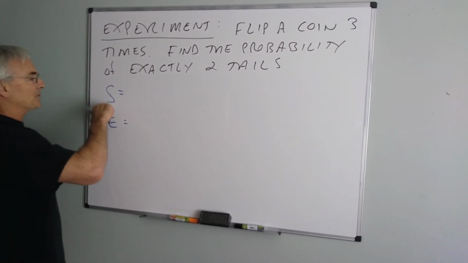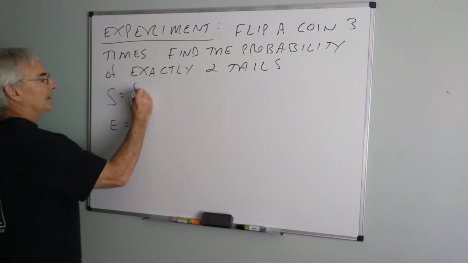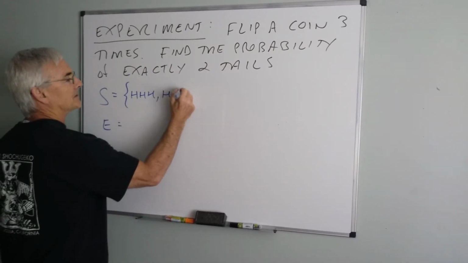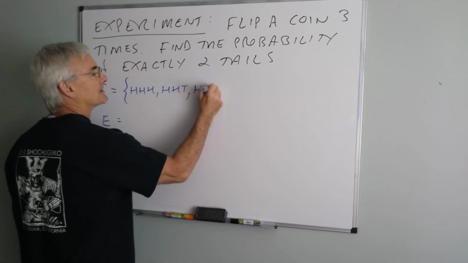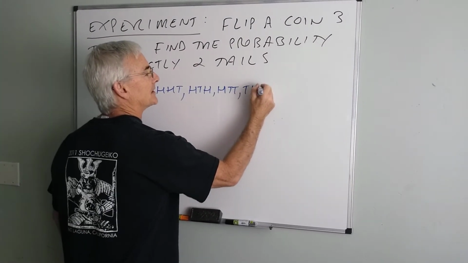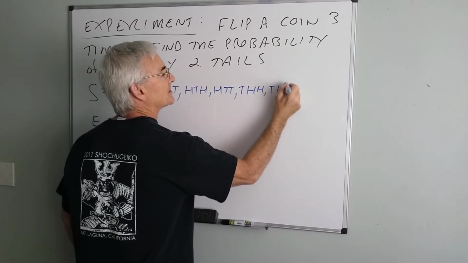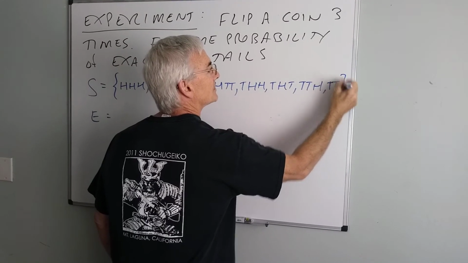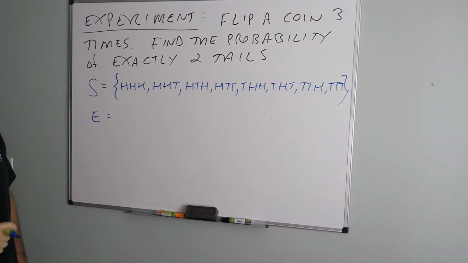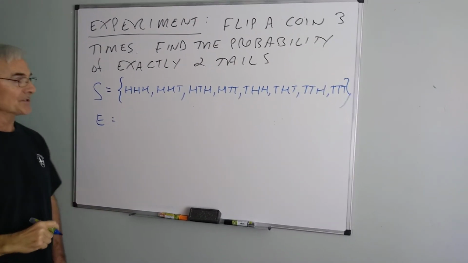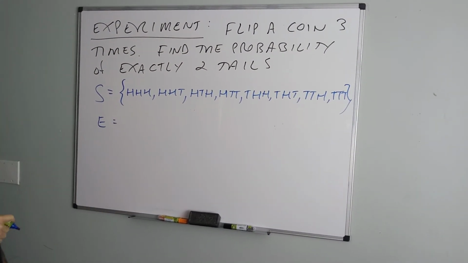So the sample space would be heads, heads, heads; heads, heads, tails; heads, tails, heads; heads, tails, tails; tails, heads, heads; tails, heads, tails; tails, tails, heads; and tails, tails, tails. So as we can see, there are exactly 8 outcomes. The fact that that's 2 to the 3rd power is no coincidence, but we'll talk about that on another day.